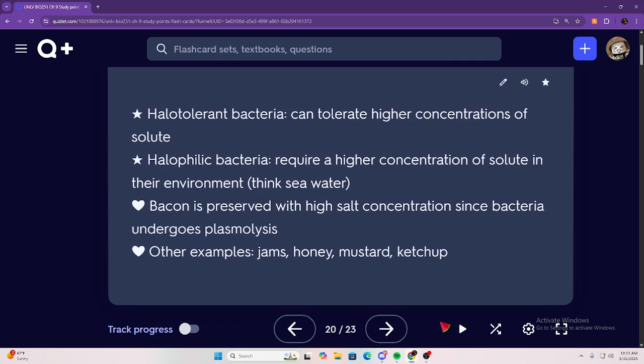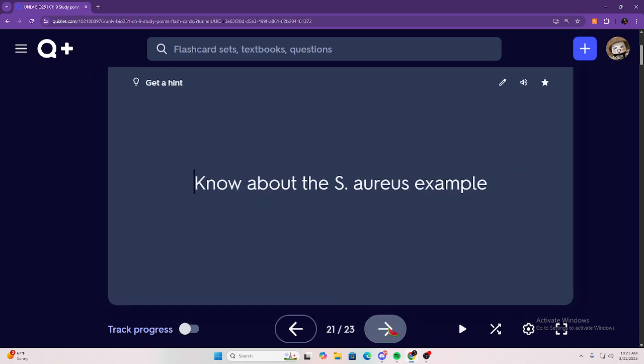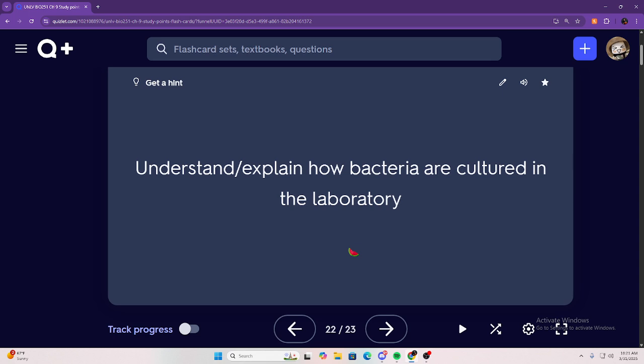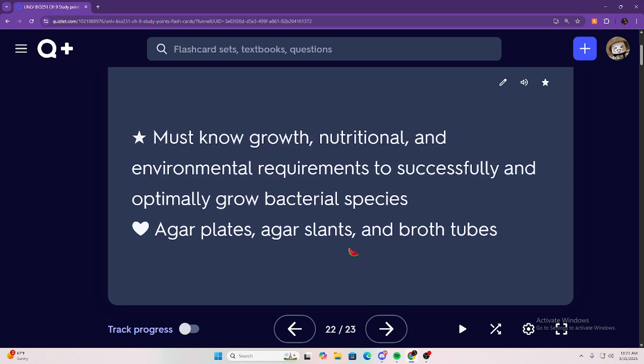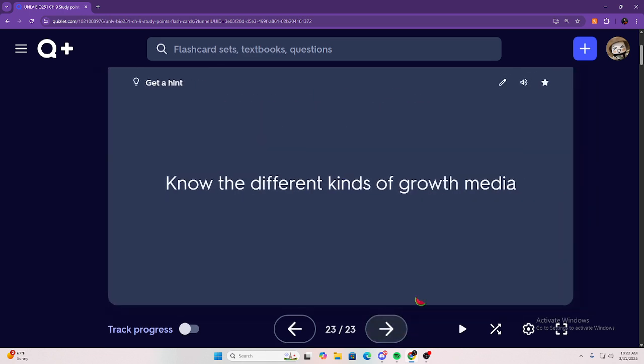All right, and then understand and explain how bacteria are cultured in a laboratory. We must know the growth and nutritional environment requirements to successfully and optimally grow bacterial species. So we need to know the optimal temperature, moist environments or dry environments, and whether oxygen is present or not. That's why we use agar plates, agar slants, and broth tubes.